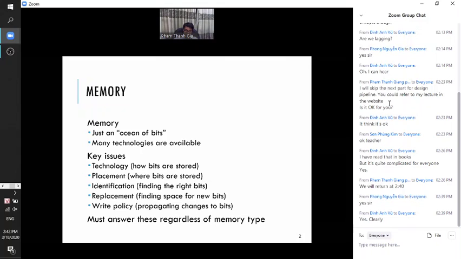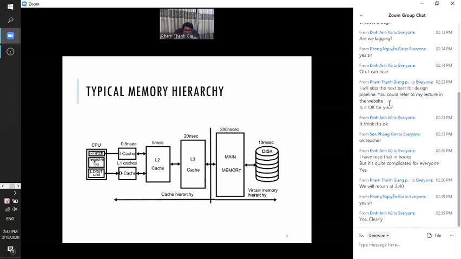Depend on its memory types, each has a different issue. In general, it means the typical memory hierarchies. At this point is the CPU. We had a last lecture about the CPU. The memory in the CPU is registers.